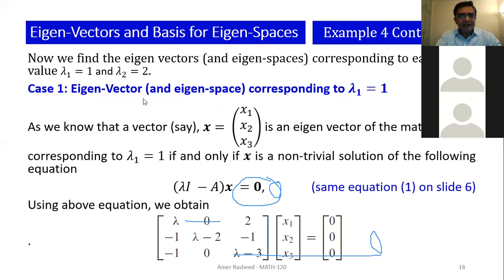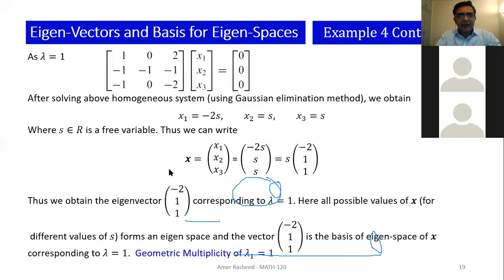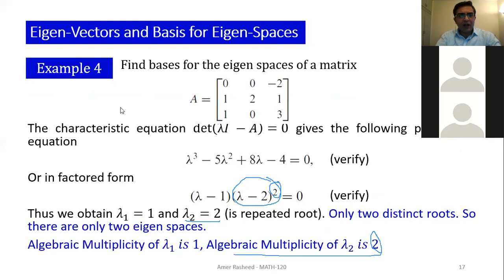Now let's discuss the example. Example 4 on slide 17. We are given this example, A is 0 0 minus 2, 1 2 1, and 1 0 3.